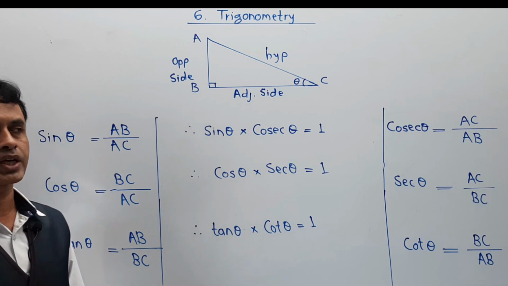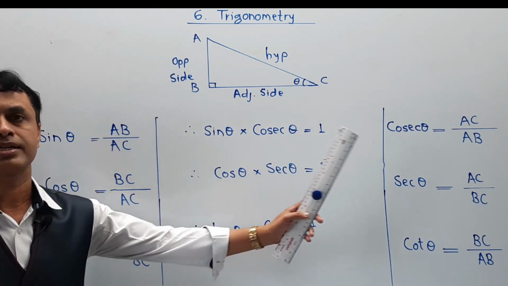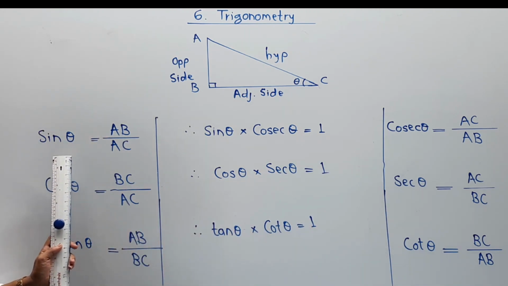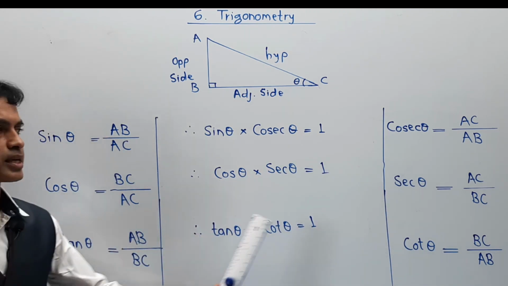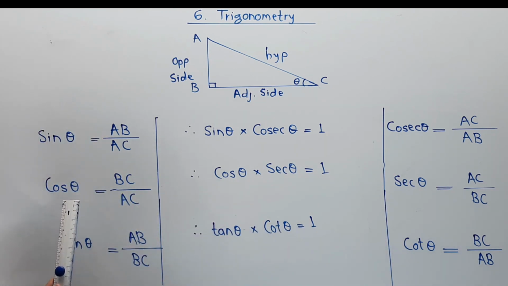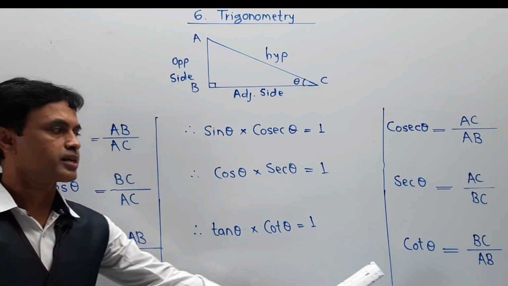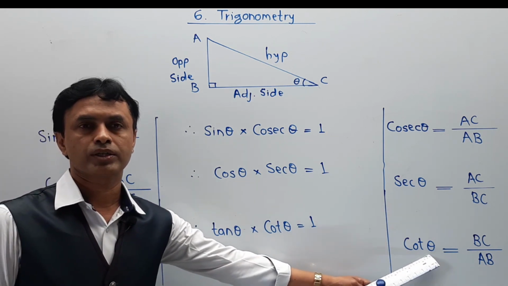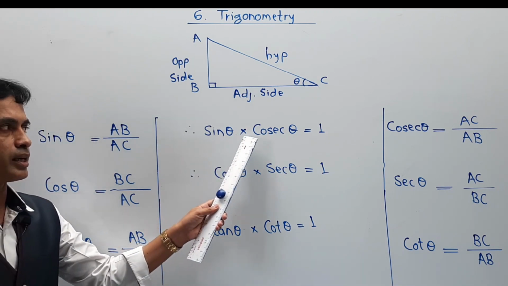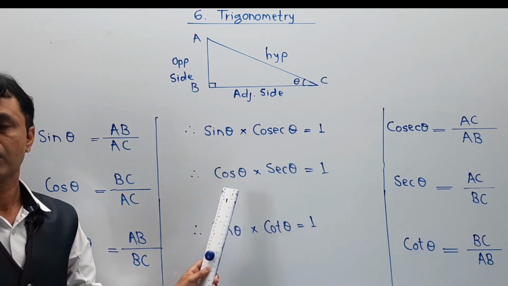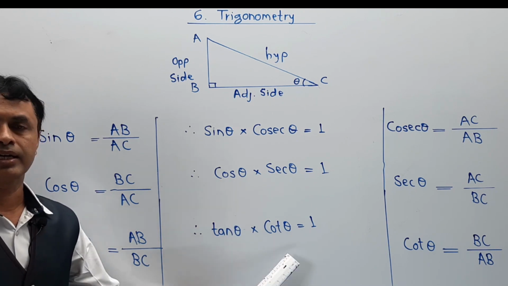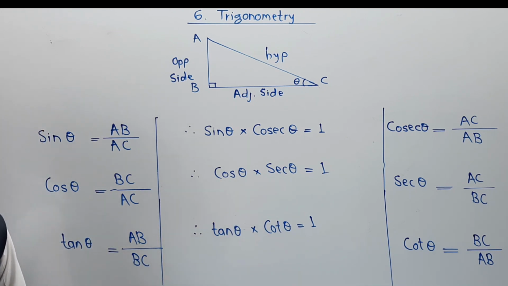Logically you can say sin theta is a reciprocal of cosec theta and cosec theta is a reciprocal of sin theta. Next, cos theta is a reciprocal of sec theta and sec theta is a reciprocal of cos theta. Last, tan theta is the reciprocal of cot theta and cot theta is the reciprocal of tan theta. And the properties are sin theta into cosec theta is equal to 1, cos theta into sec theta is equal to 1, and finally tan theta into cot theta is equal to 1.